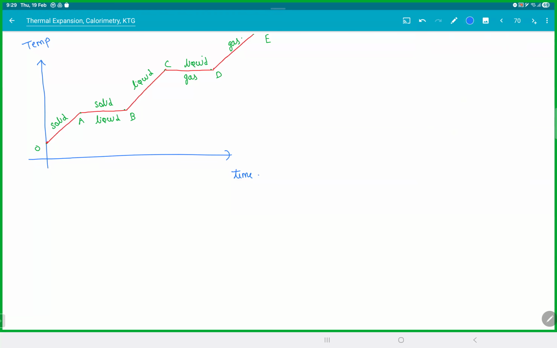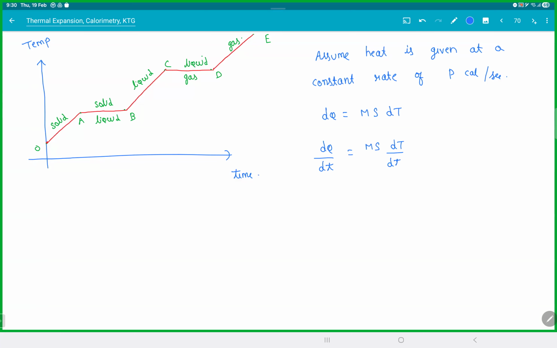Now, if you look at this, there are some good data points here. Assume heat is given at a constant rate, P calories per second. So look at the formula there. dQ is equal to ms dT. Divide both sides by time. dQ by dt is equal to ms dT by dt. This is nothing but P.